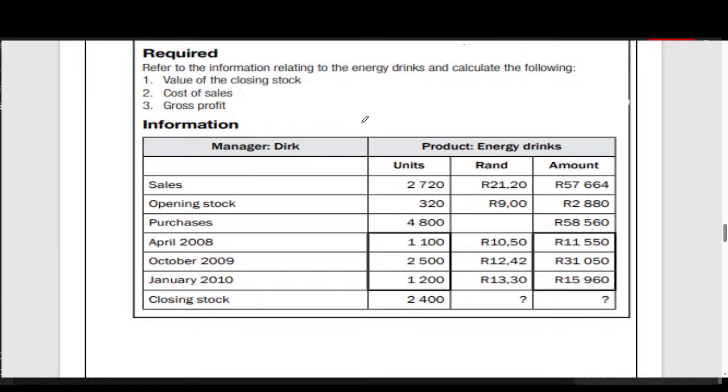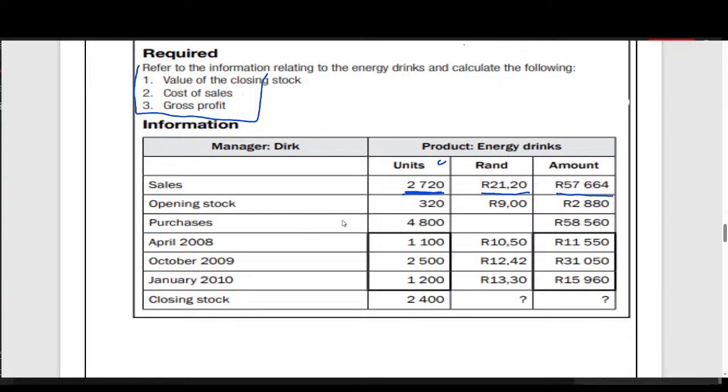Here is our information. Remember I said I don't care about this; I will come to it after I have understood the information here. The information given says sales units: we have sold 2,720 units. Each unit we sold at 21 rand 20 cents. The total amount that we have made on sales is 57,664. That's the information you need to understand.